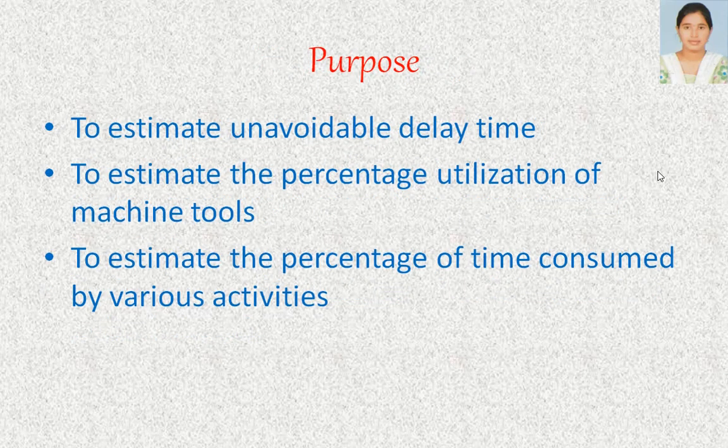Let's see the purpose of work sampling: to estimate unavoidable delay time and for establishment of allowances to compute standard time. So with the help of work sampling, we can easily find out the unavoidable delay time, and based on that we can give allowances to that operator, and so at the end we can calculate the standard time. Also, to estimate the percentage utilization of machine tools in a tool room.